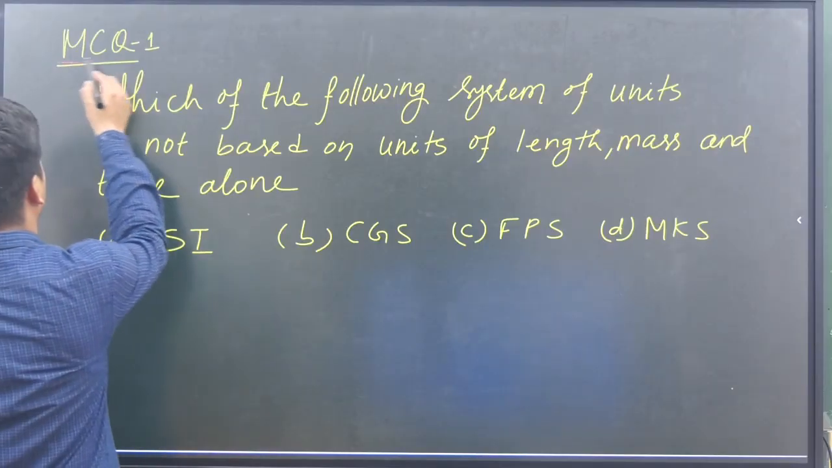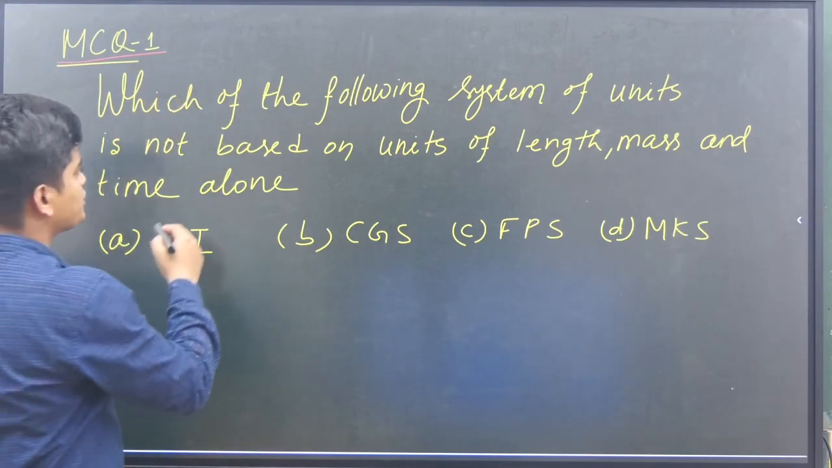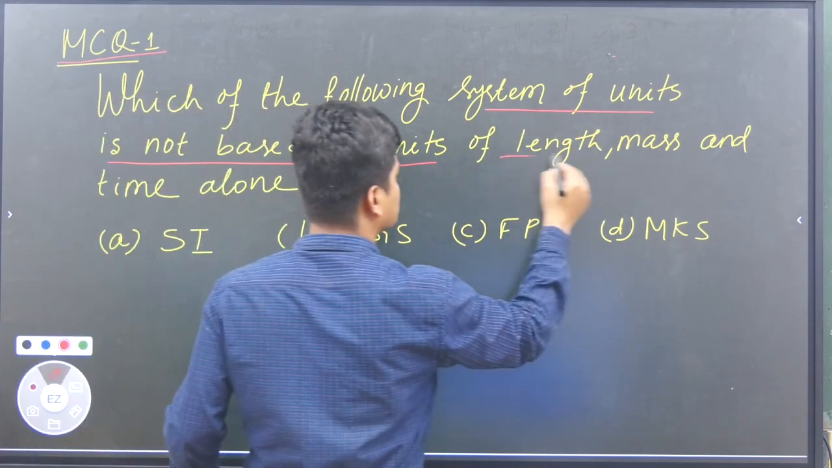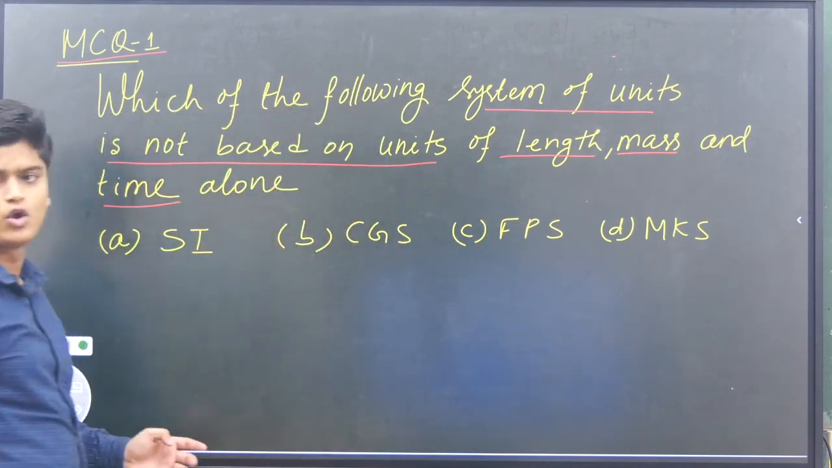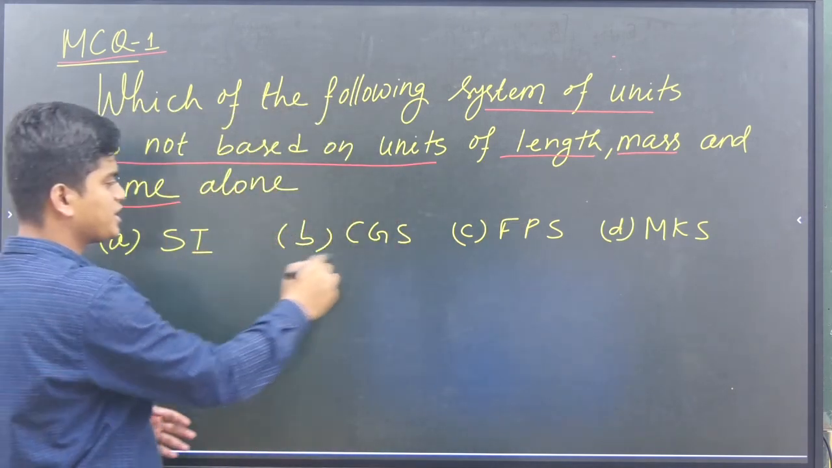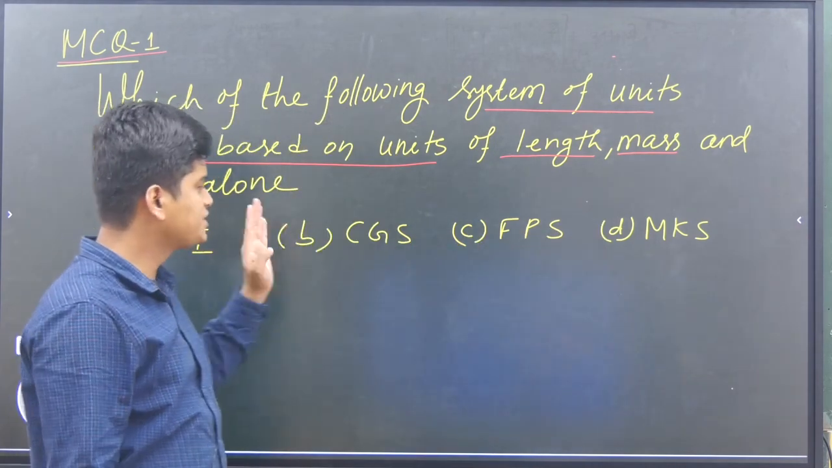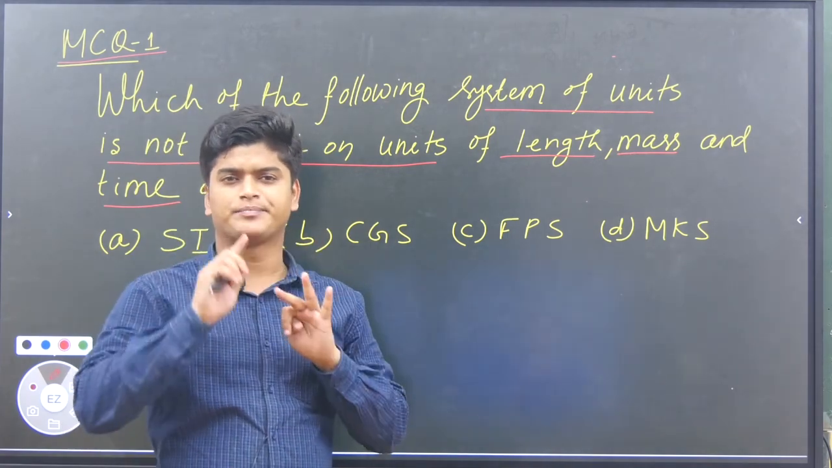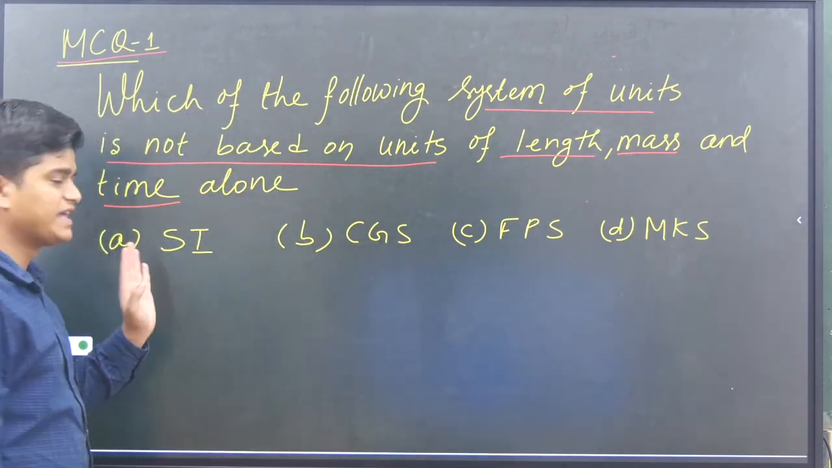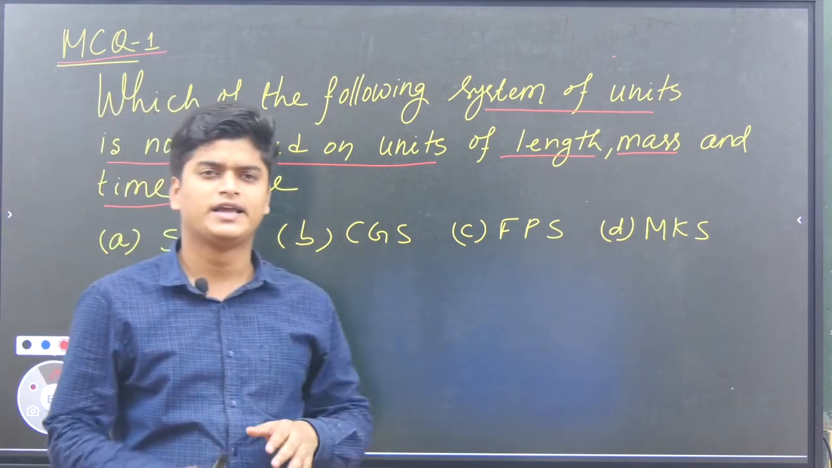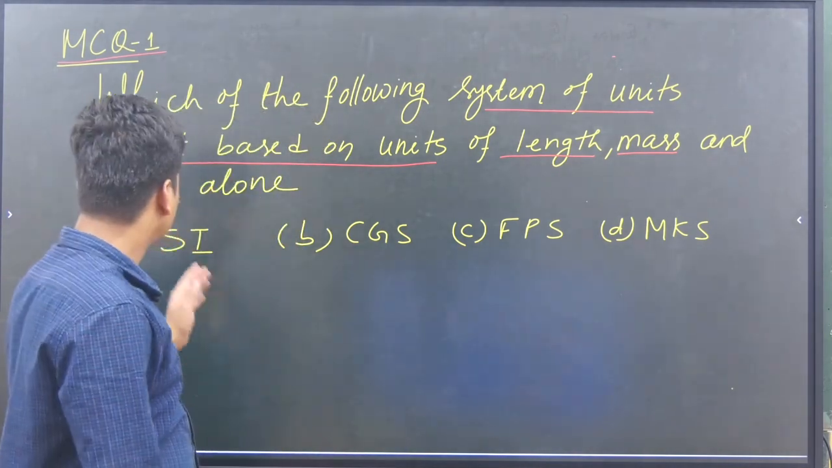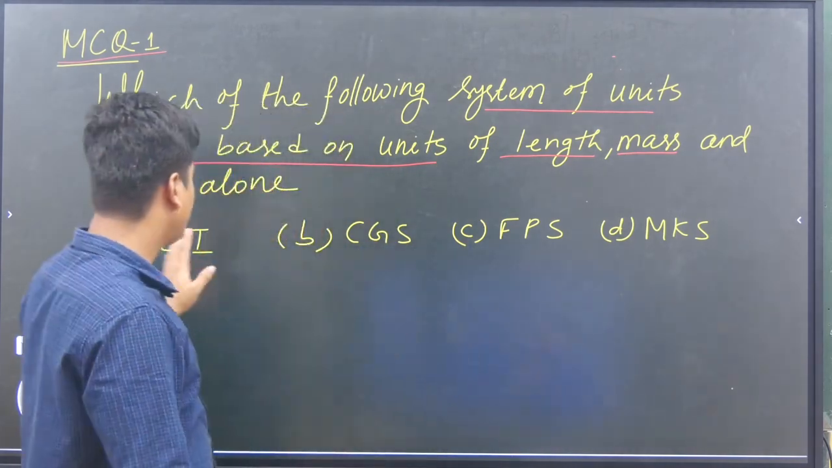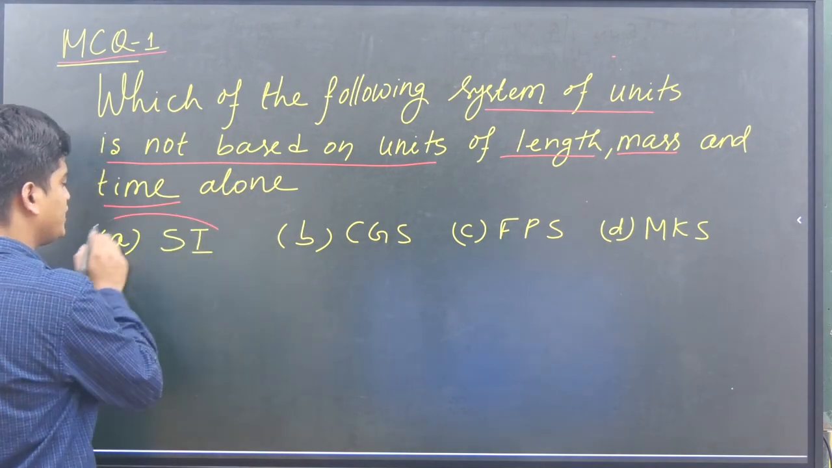Okay, so here question number 1, it is telling which of the following system of units is not based on units of length, mass and time alone. Now listen here, some options are given: SI, CGS, FPS, MKS. When I discussed CGS, FPS, MKS in the previous slide, remember I told length, mass, time, 3 quantities. But when I was teaching fundamental quantities in SI, there I told 7 fundamental quantities. So SI basically includes length, mass, time along with current, temperature like that. So it does not include only 3. It includes around 7.